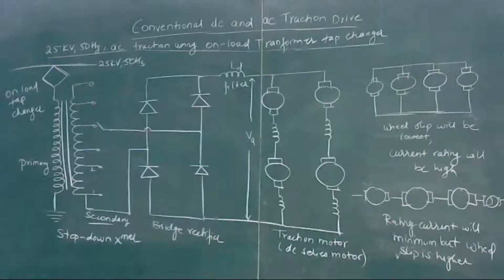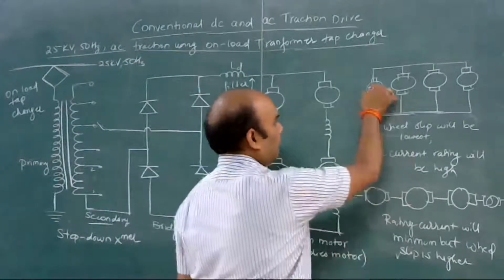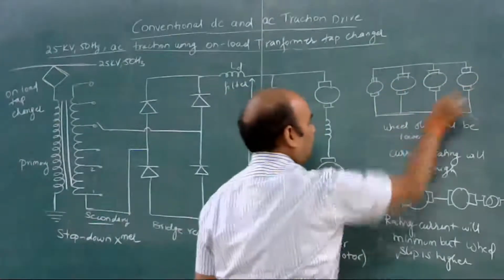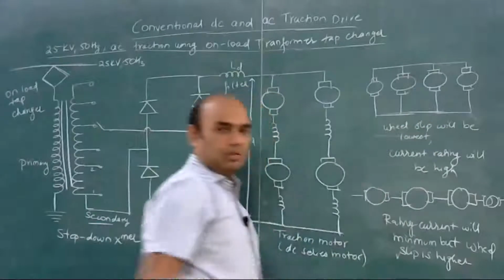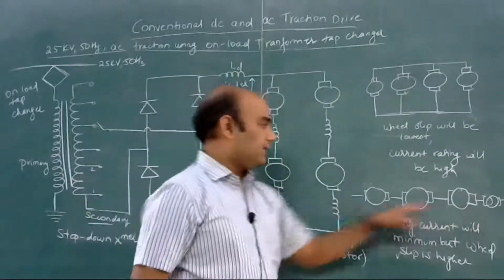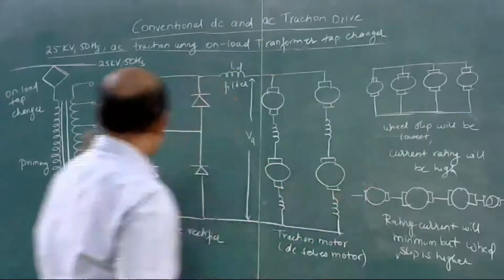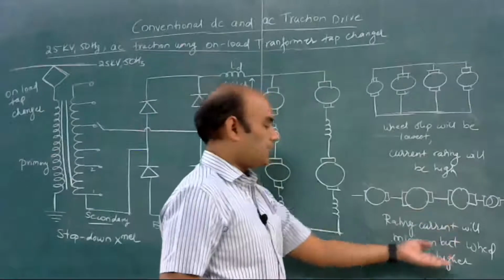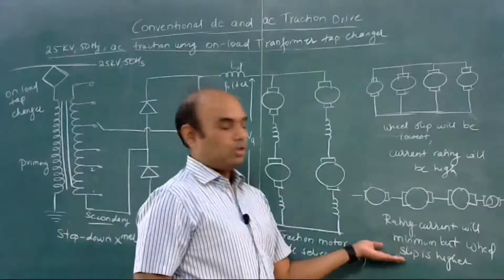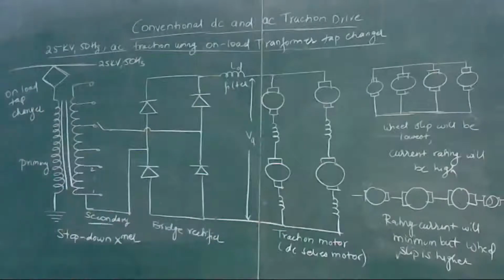Okay, so there are two cases. If all the motors are connected in parallel, the current rating would be high and wheel slip will be minimum. If you connect all the motors in series, the current rating will be minimum, so the current required from the supply will be minimum, but there will be a higher chance of wheel slippage. So the coefficient of adhesion will be less.